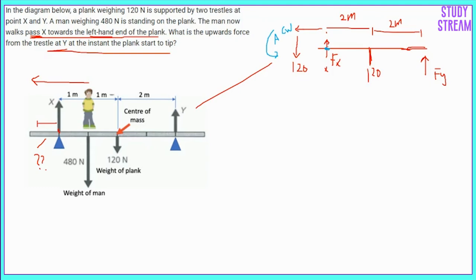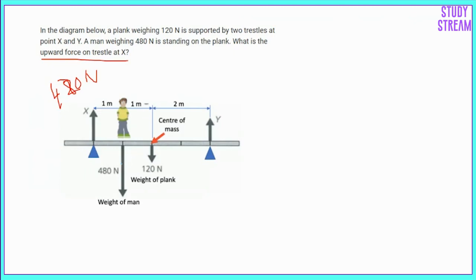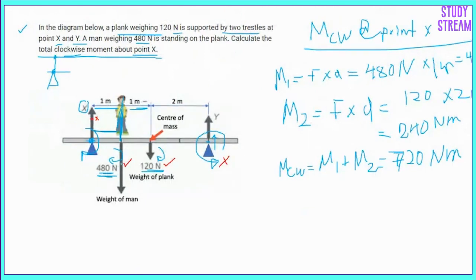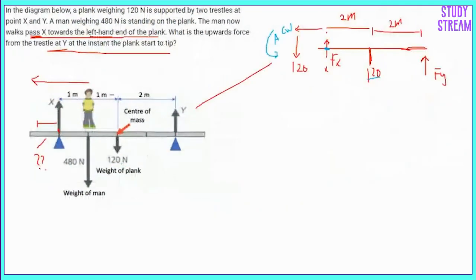So we said that this doesn't matter, and this is the weight from the plank. Was the weight of the man given before or no? Oh, the weight of the man is 480. Sorry, I forgot. The weight of the man is 480. I confused myself. So the 120 stays in the middle here. Sorry, I hope you guys are keeping track.